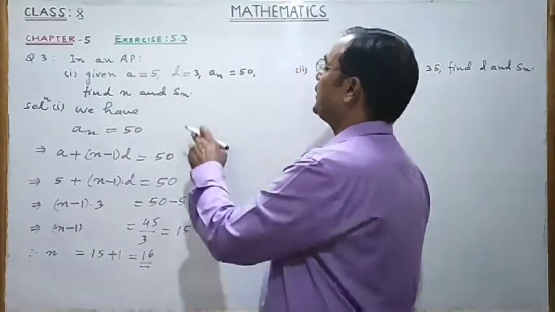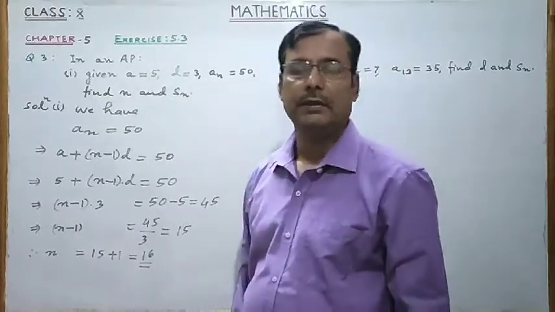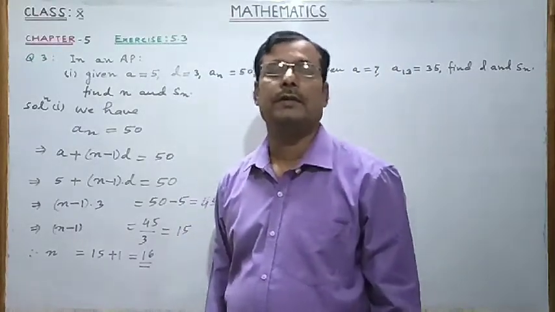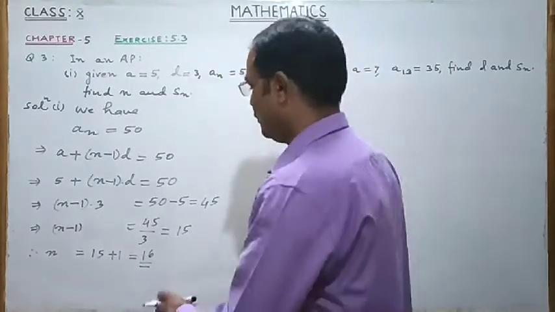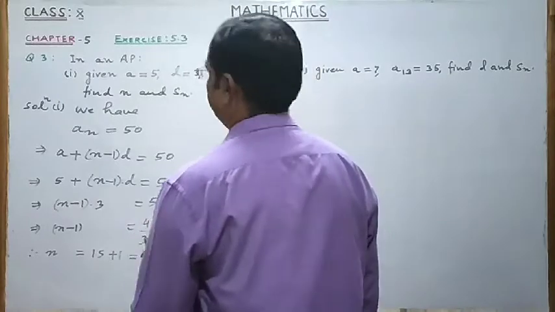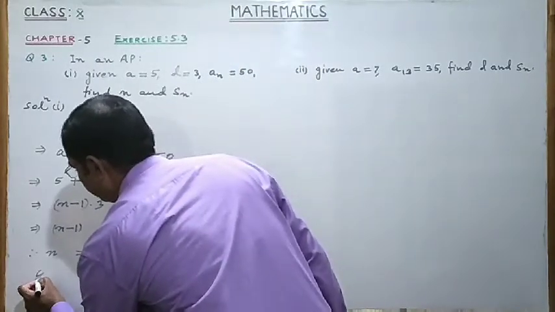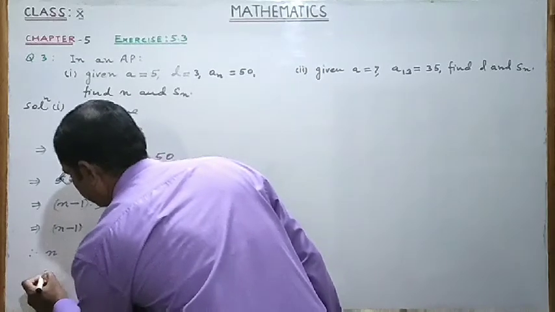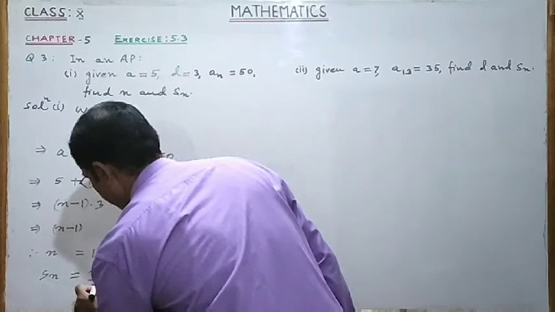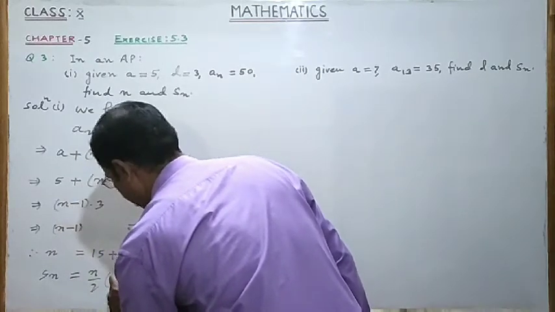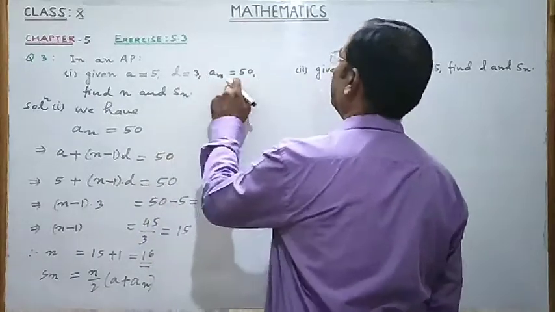Now we have to find the sum of the first n terms of this given AP, and we know the formula for the sum of the first n terms of an AP. So we can use that formula. Sn equal to n by 2 into a plus the nth term an. The nth term is given.